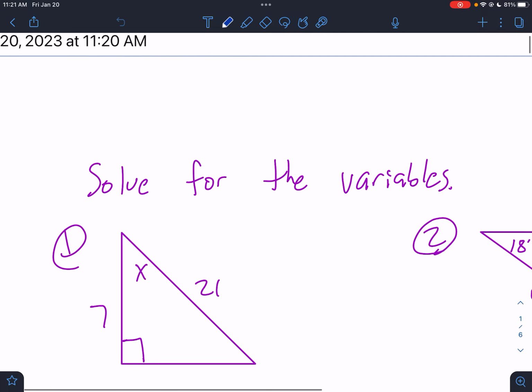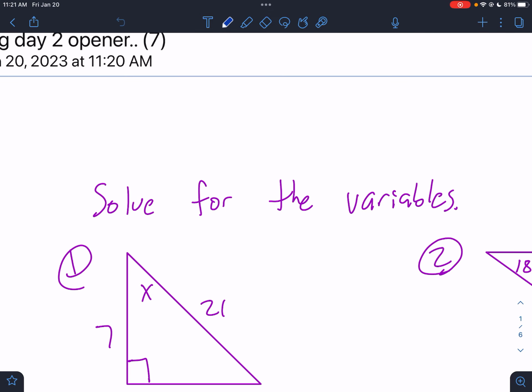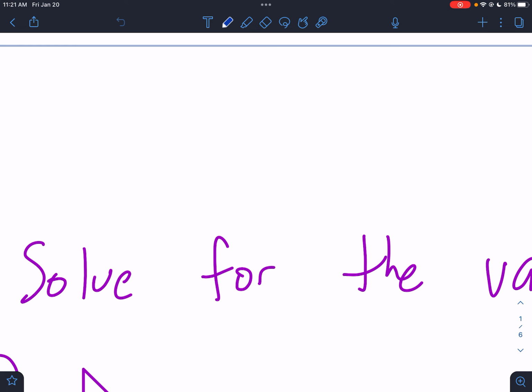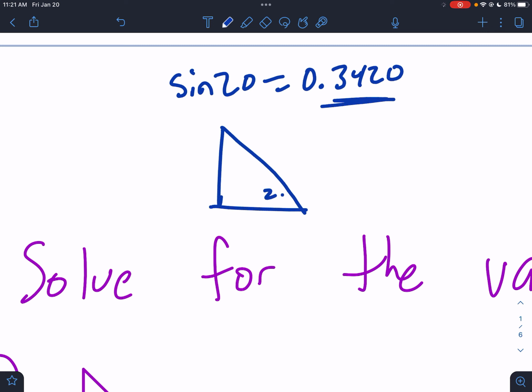Just as a quick reminder, to find angles, you have to do what's called inverse trig. So forget this question. This is a brand new situation. But let's say I had the sine of 20. I type in the sine of 20 and I get 0.3420. This is the ratio, right? If I have a 20-degree angle, I know that opposite divided by hypotenuse has to equal that. That's what we know, opposite divided by hypotenuse.